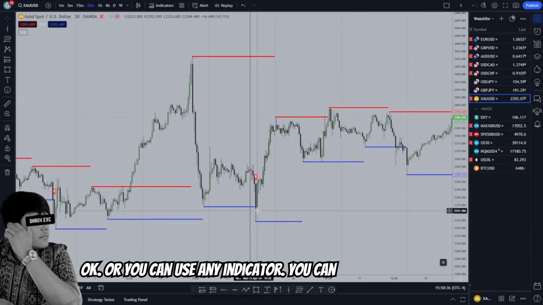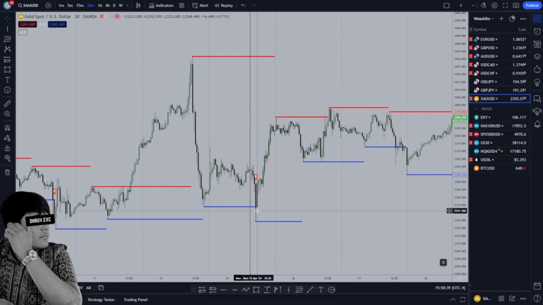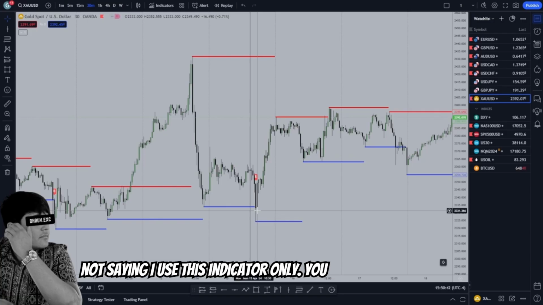Or you can use any other indicator which suits you. I'm not saying to use this indicator only. You can use any other indicator, because our main target is to find the stop losses. We need to find the stop losses, because stop losses are the liquidity, and we are looking for the liquidity in the market. That's why. And you can trade anything with this: crypto, stocks, or forex.